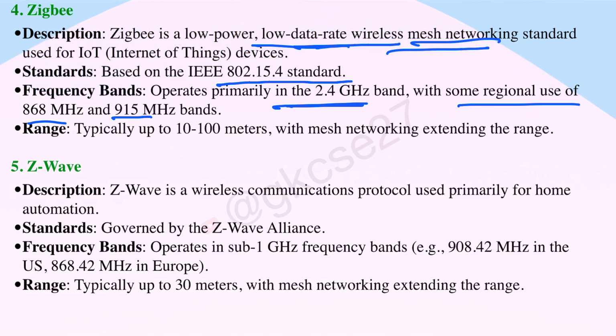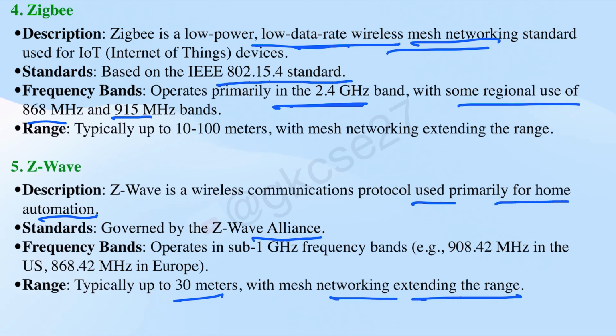Next is Z-Wave. Z-Wave is a wireless communication protocol used primarily for home automation. It's a standard governed by the Z-Wave Alliance. So this is another example of a wireless networking technology. Its frequency is in the 1 GHz range, for example 908.42 MHz in the US and 868.42 MHz in Europe. Its range is typically 30 meters, with mesh networking extending the range.